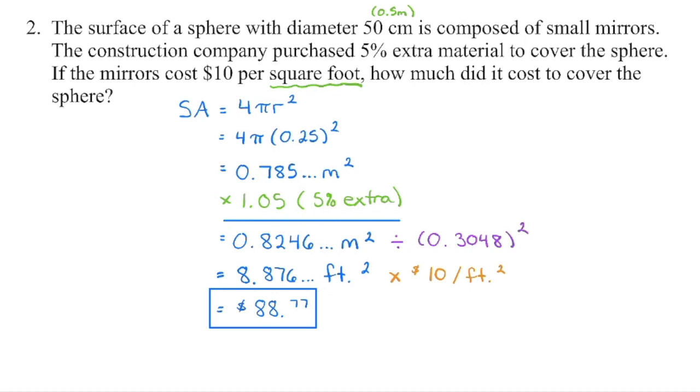And then because it's $10 per square foot, again, you can always set up a proportion, or you might just recognize we're multiplying by $10 per square foot. So those square feet are going to ultimately, the units are going to cancel, leaving us just with the cost. So it's going to come out, when we round it, to $88.77 to the nearest cent.